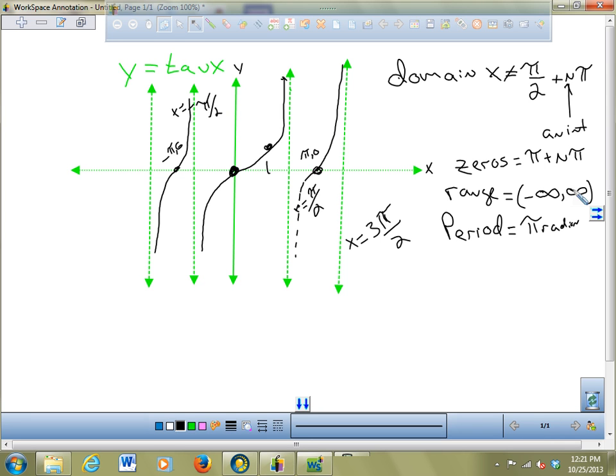tangent of pi over 4 is positive 1 here. 180 degrees later, tangent of 5 pi over 4 is equal to positive 1 as well. So the tangent of pi over 4 is equal to the tangent of 5 pi over 4. Tangent of 150 is the same as the tangent over here, they're both negative, right? So the tangent of 150 is negative root 3 over 3, and the tangent 180 degrees later, 330 degrees or 11 pi over 6, is also negative root 3 over 3. Okay?